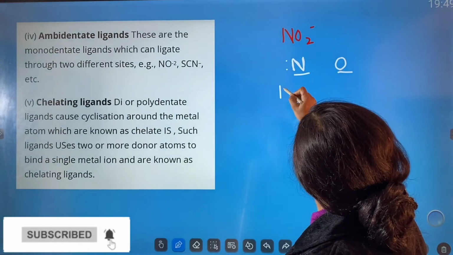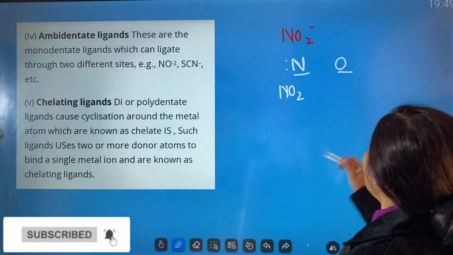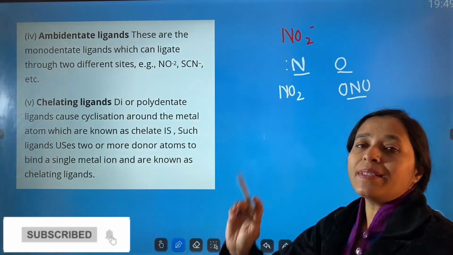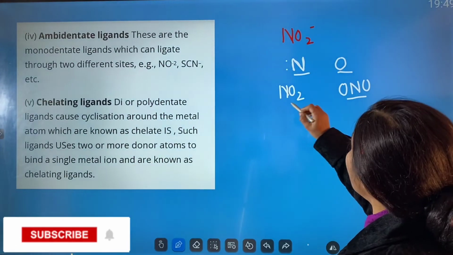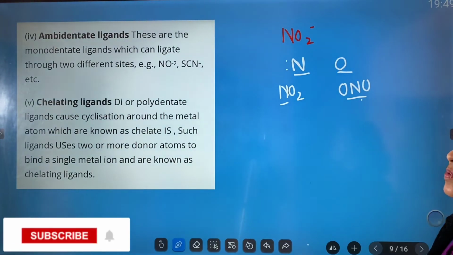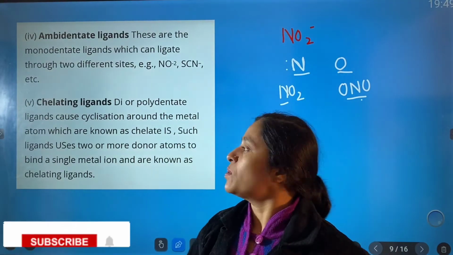So in one form it will be attaching itself to the central metal atom as NO2, and in the other form it will be attaching itself through oxygen in the form of nitrite. So here you will use the word nitro for that, and there you will use the word nitrito for that. That we will be discussing in the nomenclature of coordination compounds.